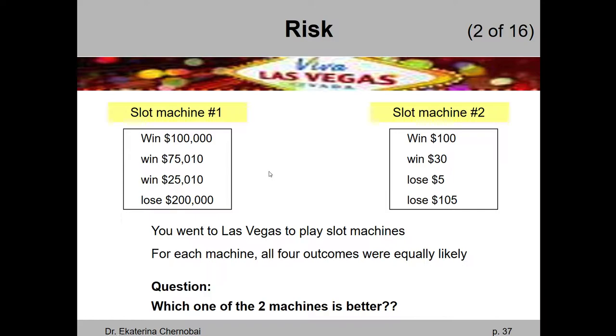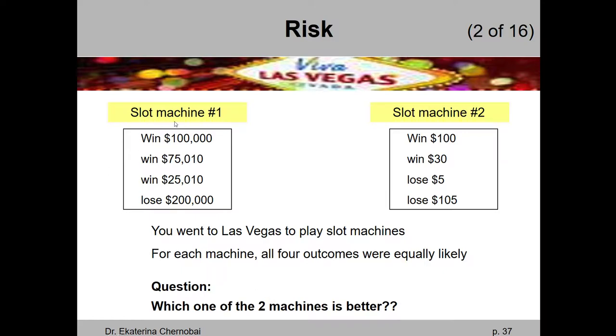How would we calculate risk? How would we measure the amount of risk in different stock investments? Let's forget about stocks and imagine we are somewhere fun like Las Vegas. Imagine there are two slot machines. You can play slot machine number 1 or you can play slot machine number 2. We are going to answer the question, which of the two machines is better?